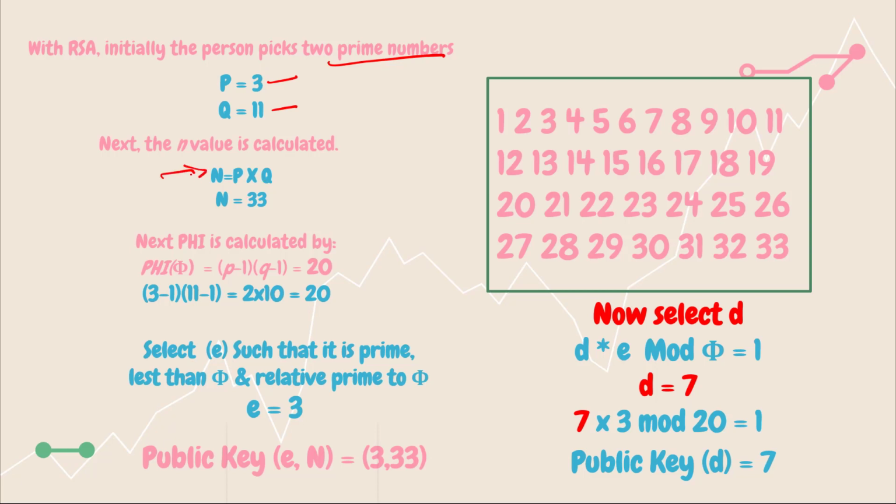Next, we're going to calculate n. n is just the product of p and q. So p multiplied by q, we get 33. Now we're going to find out the phi of n.